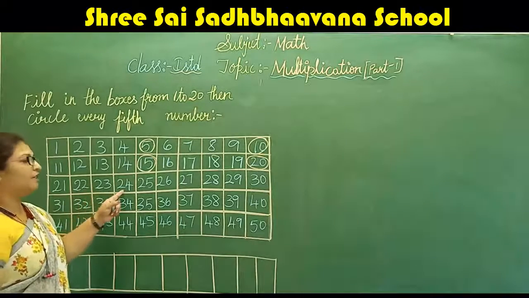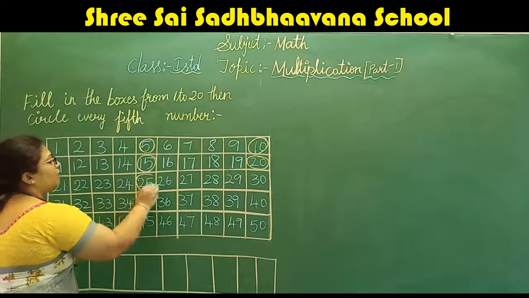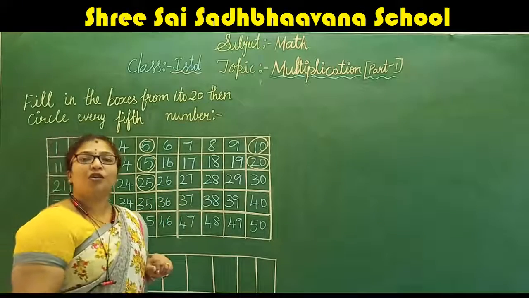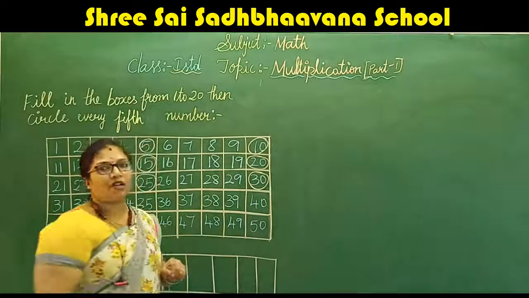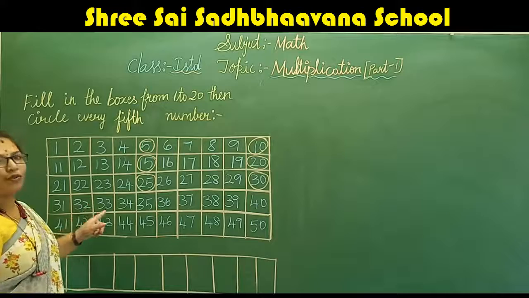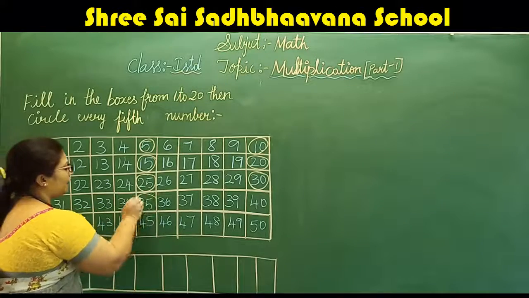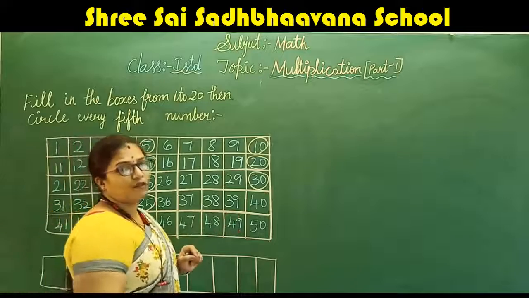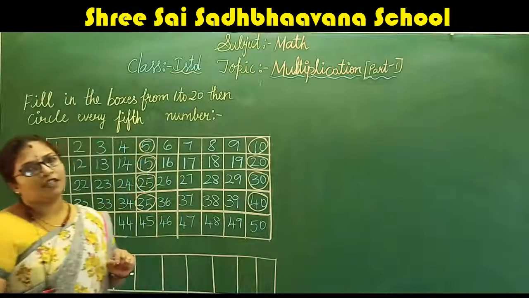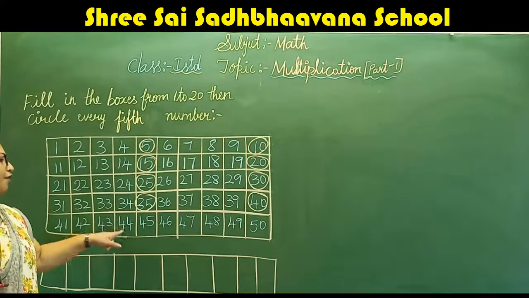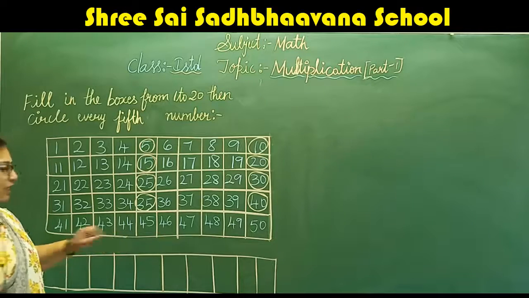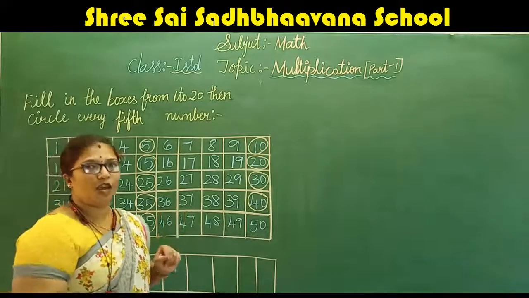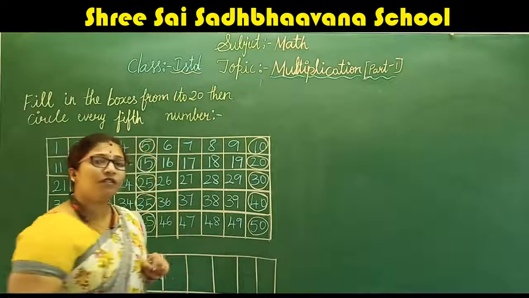21, 22, 23, 24 you skip and you circle 25. 26, 27, 28, 29 you skip and 30 you circle. 31, 32, 33, 34 you skip and 35 you circle. 36, 37, 38, 39 you skip and 40 you circle. 41, 42, 43, 44 you skip and 45 you circle. 46, 47, 48, 49 you skip and 50 you circle.